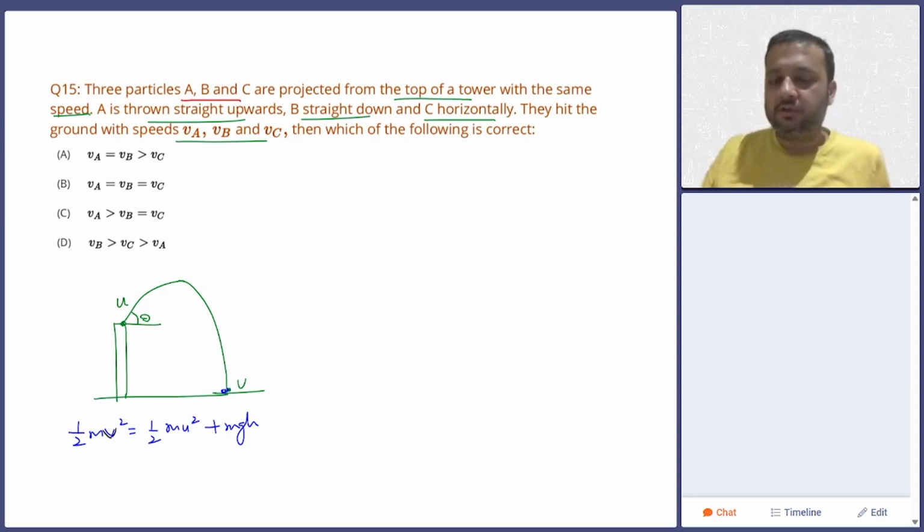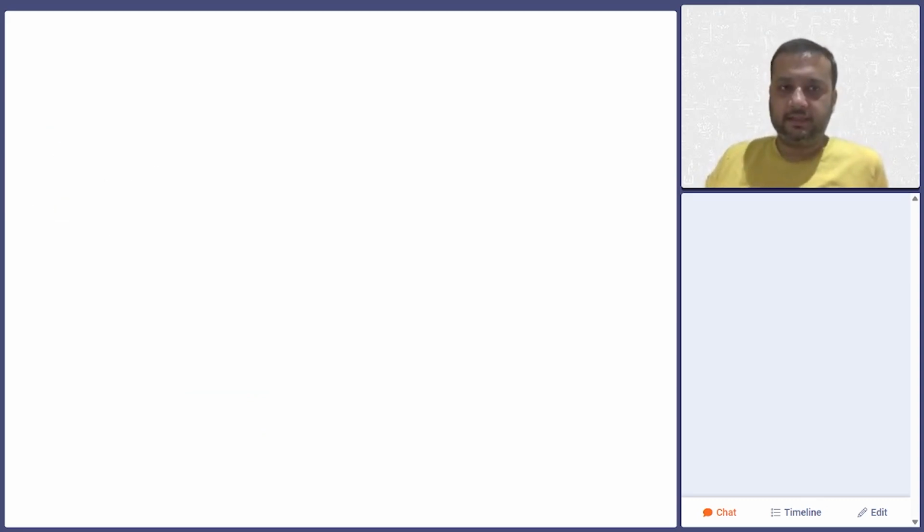Now notice that all the three particles were thrown at the same initial speed and they are falling through the same height h. Theta is different for each of the particles, but the final speed is independent of theta. Whether you throw horizontally, vertically up or down, it doesn't matter. V will be the same for each of them. A very straightforward question. Okay, let us see the next question.